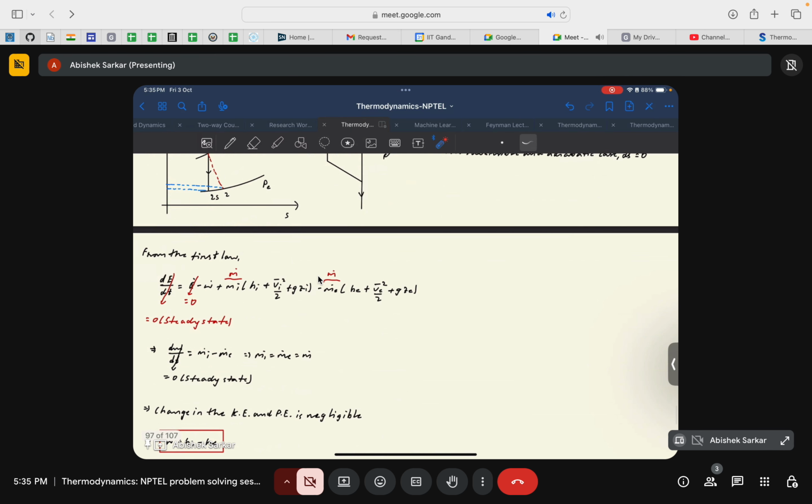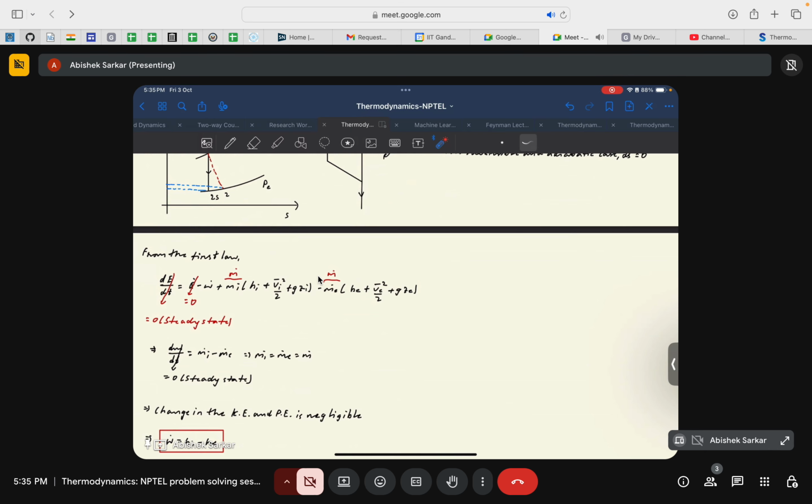So from the first law we get that since it is a flow device, we have to consider a steady flow energy equation, taking into account the change in enthalpy as well. So we get the steady flow energy equation written here. It is dE/dt equal to Q dot minus W dot plus mi dot times (hi plus vi squared by 2 plus g zi) minus me dot times (he plus ve squared by 2 plus g ze), considering only a single inlet and outlet.